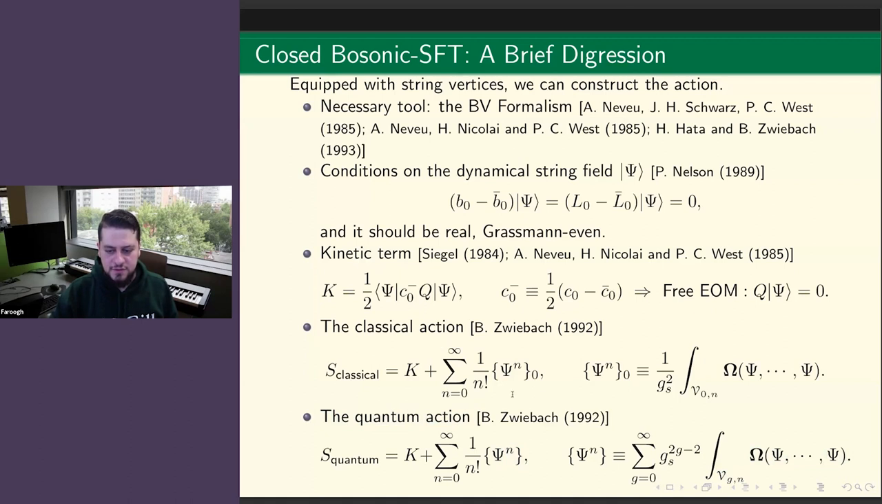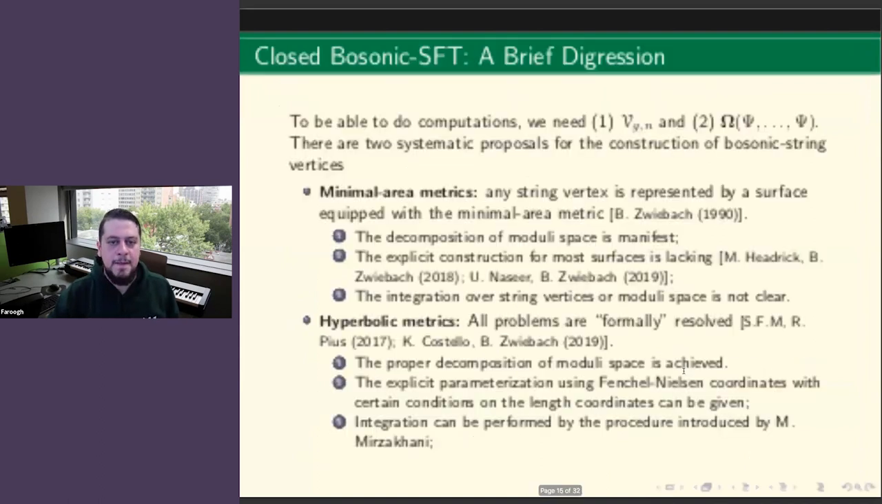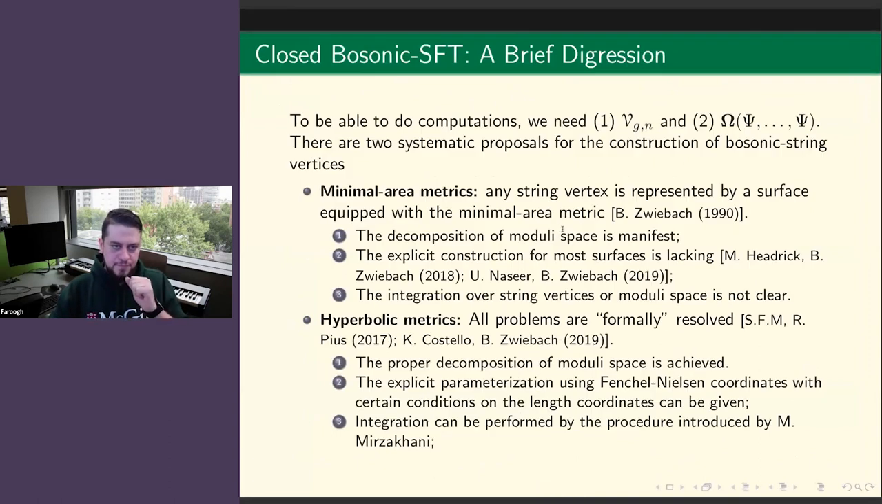Finally, these interaction terms are basically integrals over the string vertices. So we need to know how to construct these interaction vertices explicitly by integrating over the string vertices. To do that, we need a concrete characterization of the VGN. So which surfaces are in VGN? Furthermore, we need to understand this form in a way that we can integrate it over the string vertex. In the literature, there are two proposals for this.